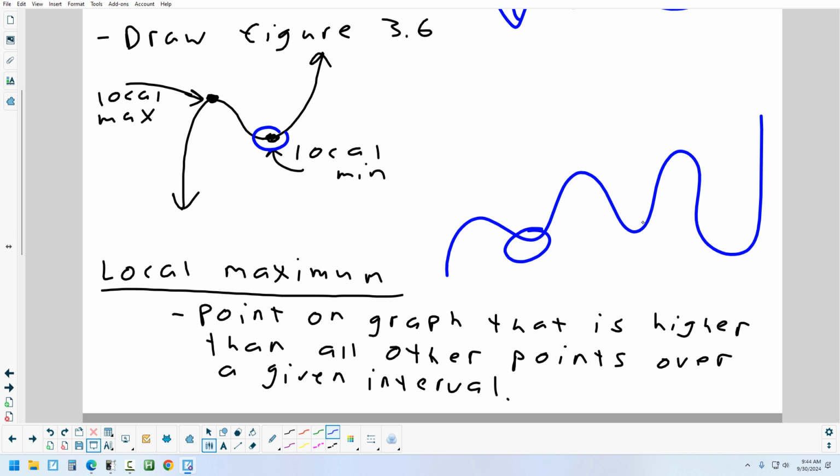This is a local minimum, that's a local minimum, that's a local minimum. None of them are what we would call a global minimum, because this one doesn't have a global minimum. It goes down forever. So I guess you could say it goes as low as -infinity. Okay, so these 3 things I circled are local minimums. These 3 things are local maximums. They're points that are higher than everything else around it.